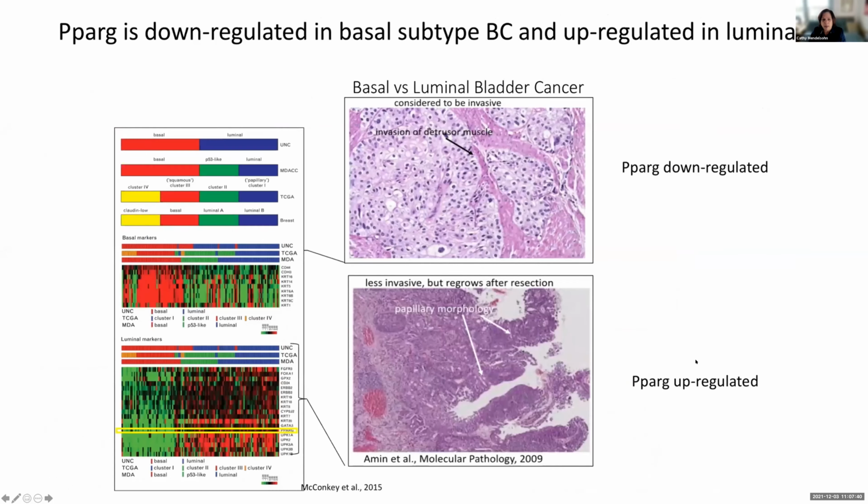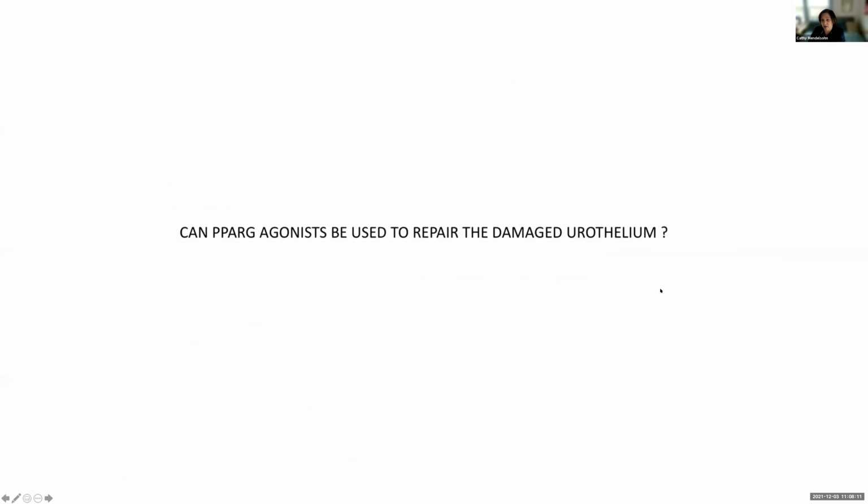PPAR gamma is also very important in cancer, which has two subtypes, kind of similar to what's in the endogenous urothelium. The basal squamous type of cancer, which expresses basal markers and also squamous markers, and the luminal cell type, which expresses markers of intermediate and superficial cells. So PPAR is downregulated in the basal subtype and amplified in the luminal subtype, which has led people to suggest that it might be important as a driver or suppressor of cancer.